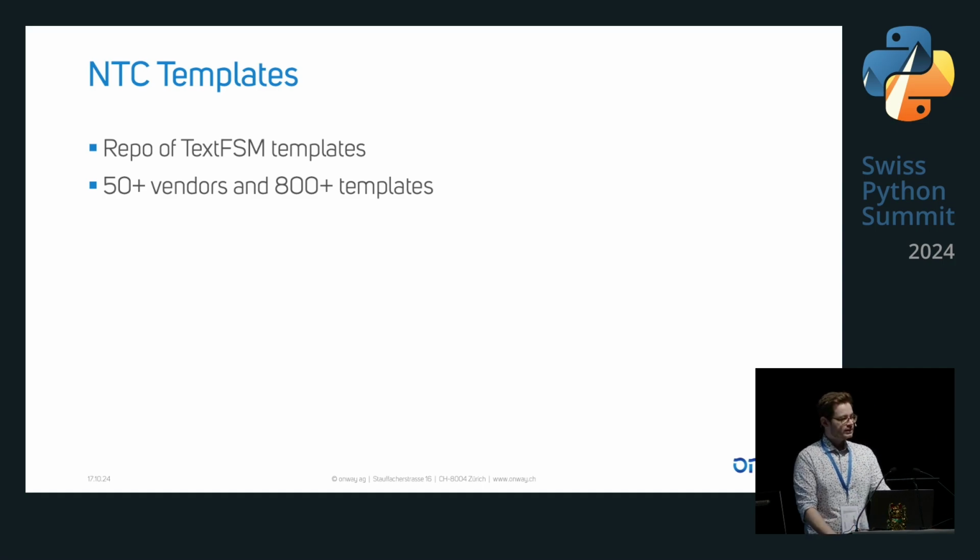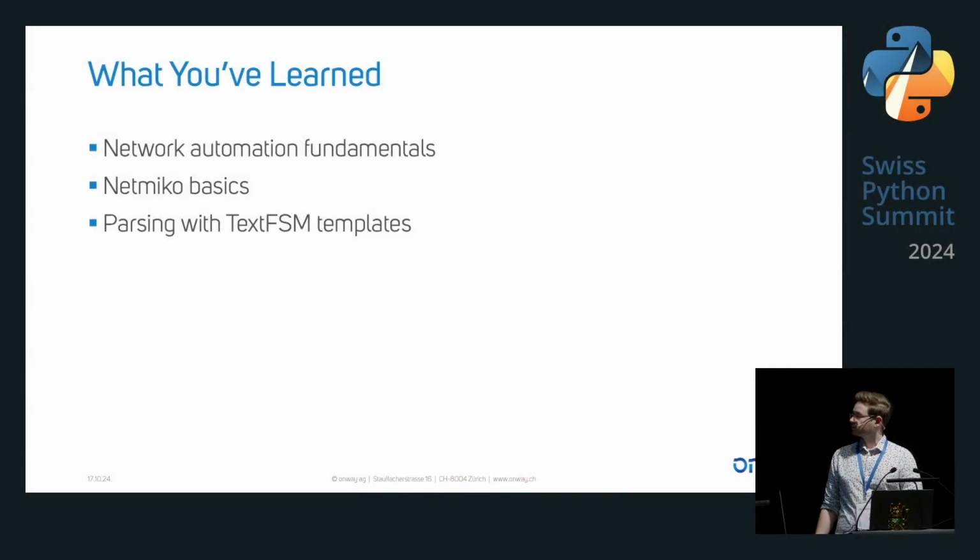So yeah, these were the 5 steps to automate your network using Netmiko. So right now, I just want to do some conclusion and give you some outlook. So you've learned more about the network automation fundamentals and why we need network automation in general. You also learned the basics of Netmiko, and you should be able to write some basic Netmiko scripts by yourself. And I even showed you how the parsing using text FSM templates actually works.